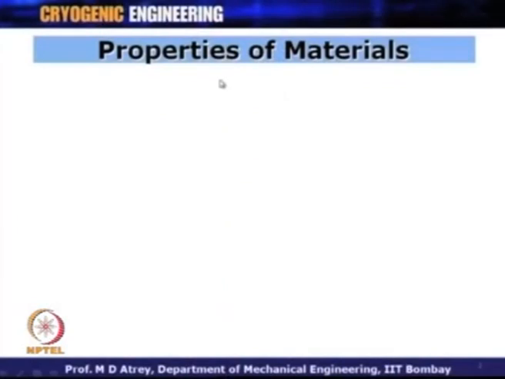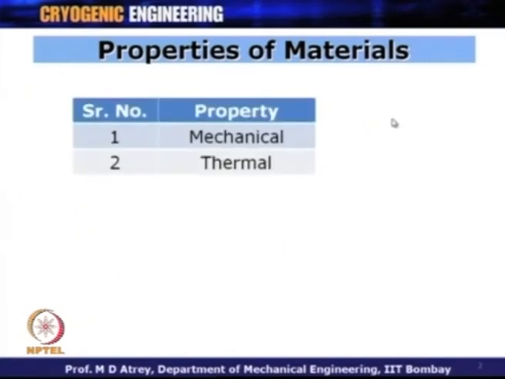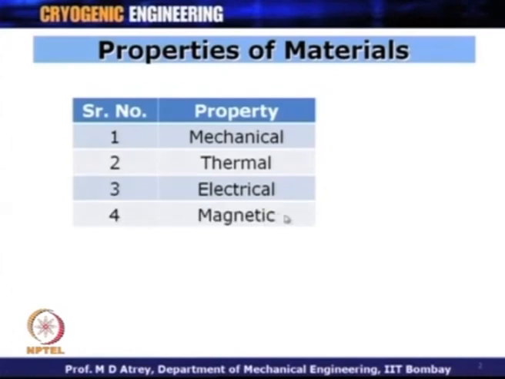This is the 7th lecture on cryogenic engineering under the NPTEL program. What we are studying right now is the properties of materials at low temperature. This topic we have been studying since last 2 lectures, and this is the 3rd and the last lecture covering this topic. We have been covering various properties under different subheadings: mechanical properties at low temperature, thermal properties at low temperature, the electrical properties at low temperature, and finally the magnetic properties at low temperature.